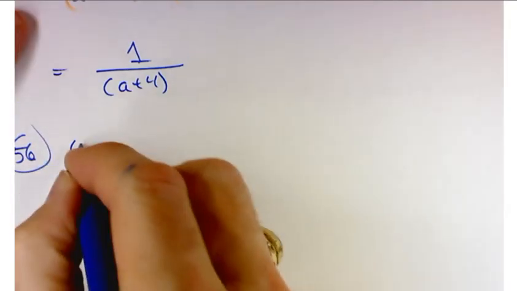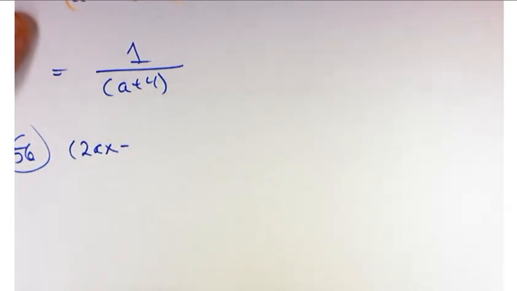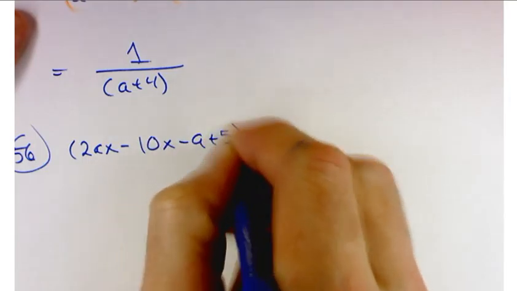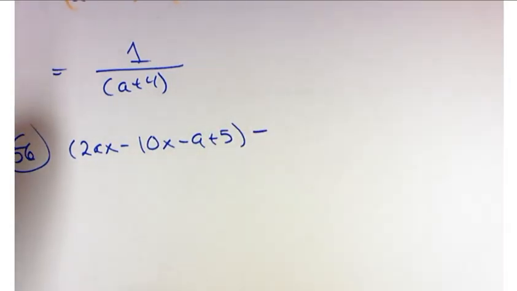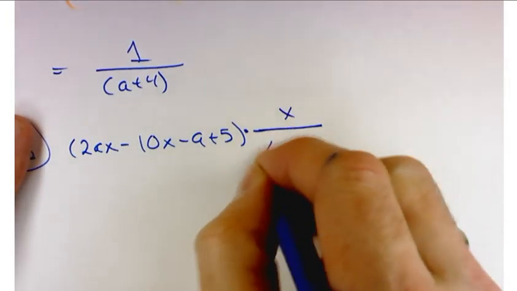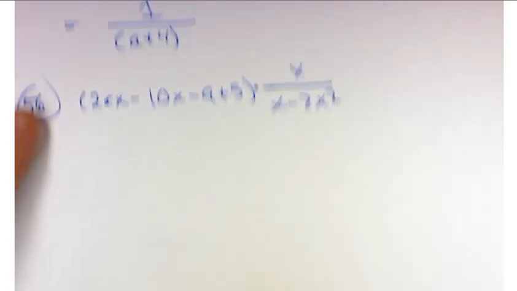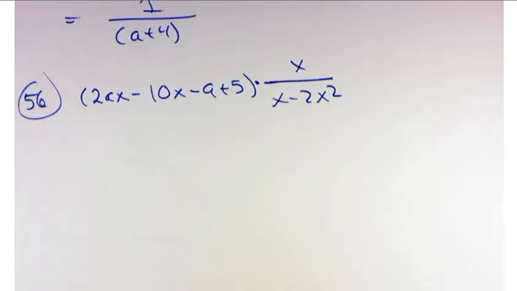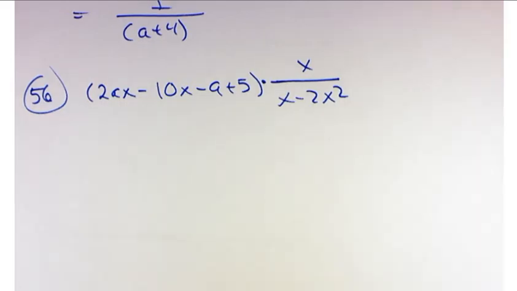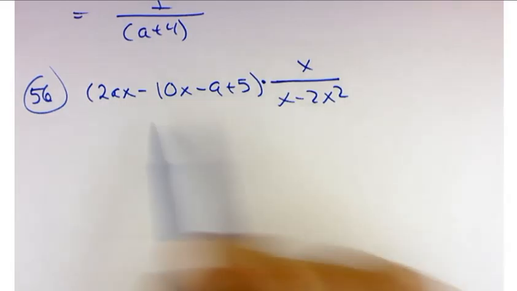So 2ax minus 10x minus a plus 5 times x over x minus 2x squared. Well, one thing's for sure, we're going to have to spend some time factoring this. Any ideas as to how to even get started factoring something like that? Kennedy? Any suggestions as to what to do there?